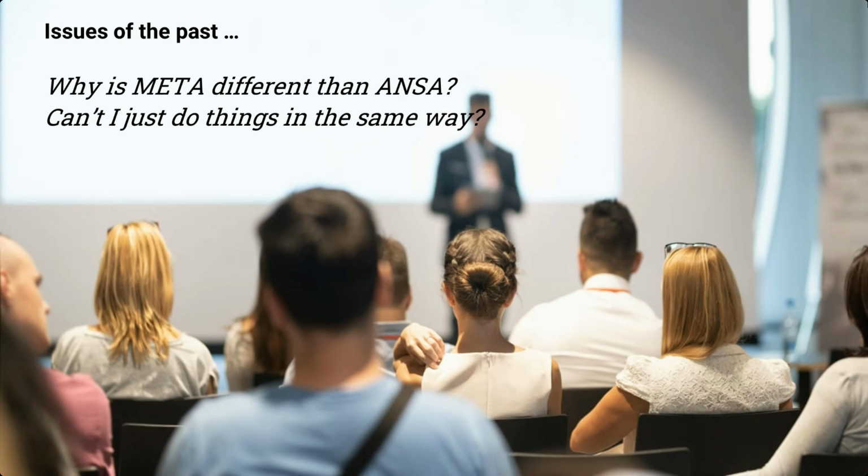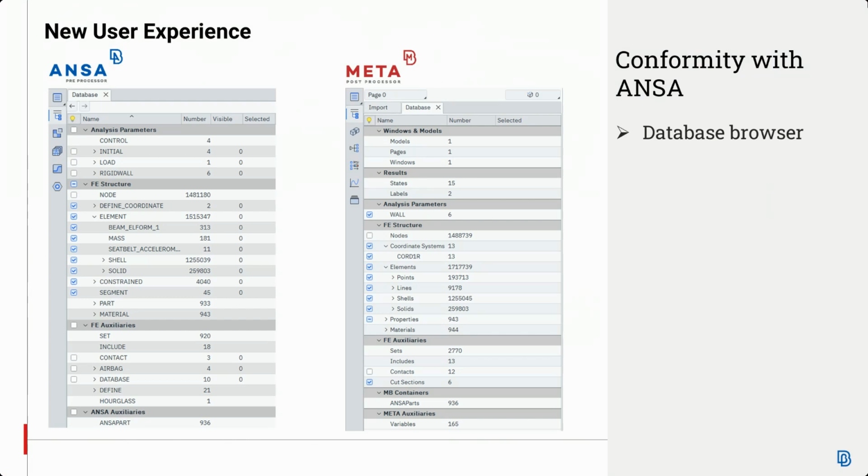Question number one along the years has been the reason why ANSA and Meta have so many differences in their operation. To this end, we have firstly added the database browser in Meta as well. All model entities, either selected or created, are listed in the database browser. The database browser appears docked by default on the left side of the interface. You can control the visibility of the various entities by enabling or disabling the checkboxes next to each category. This is similar to the previously used F12 functionality, which is no longer available. Now, F12 will show or hide the database browser respectively.